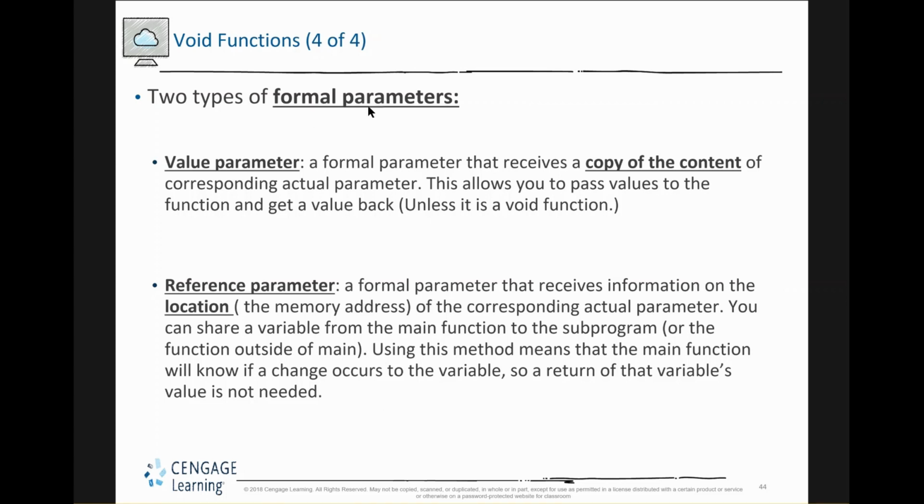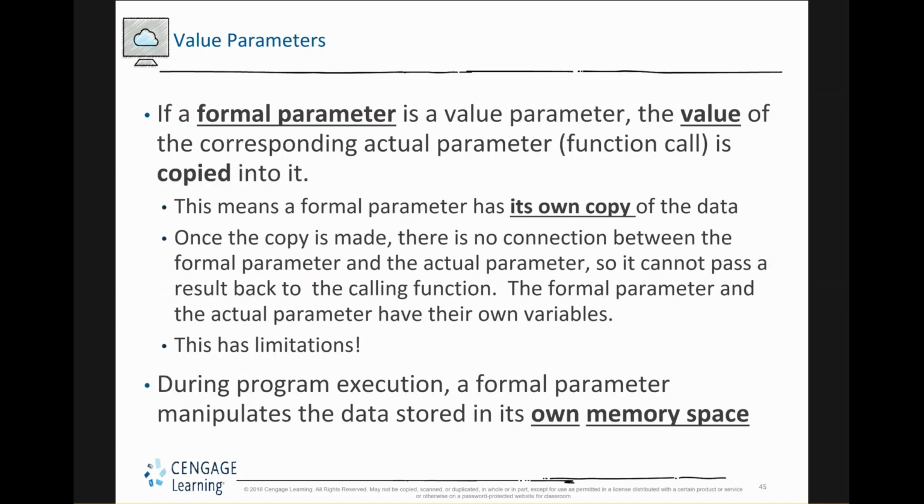Here we have formal parameters. The value parameter is a formal parameter that receives a copy of the contents. So it receives a copy from the call, the function call. Unless it's a void function, and that's a whole different story. Reference parameter, you actually point to a memory address, and we'll get into more details in just a second. Remember again, a formal parameter is the value found inside the parentheses of the function heading.